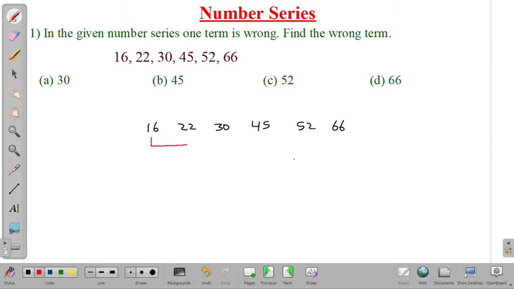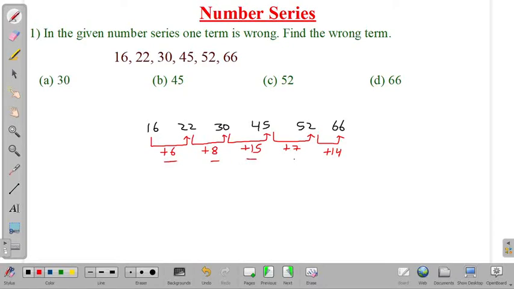If we see 16 and 22, 6 will be added, then we get 22. Then from 22 to 30 we are getting plus 8, right? Now from 30 to 45 we are getting a difference of plus 15. So here something may be a problem. From 45 to 52, it is only plus 7, and 52 to 66 it is plus 14. So the differences here are 6, 8.